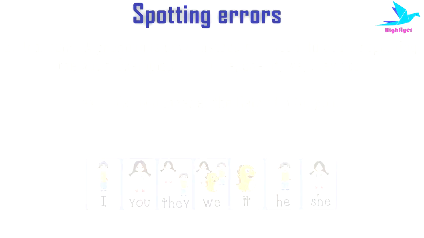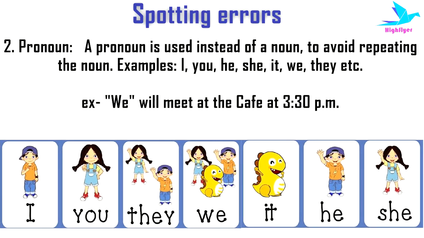Next is pronoun. A pronoun is used instead of a noun to avoid repeating the noun. Example: I, you, he, she, it, we, they, etc. Example of a sentence: We will meet at the cafe at 3:30 p.m. Here, instead of taking each individual's name who will be meeting at the cafe, one word which represents all of them is we. So we is a pronoun which is used instead of the individual names.